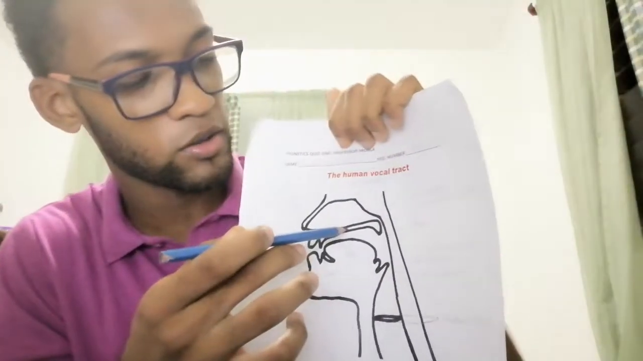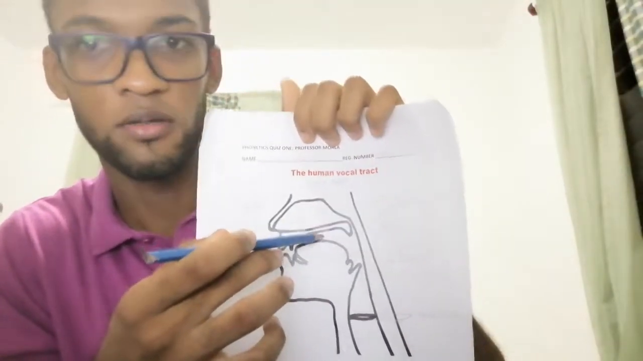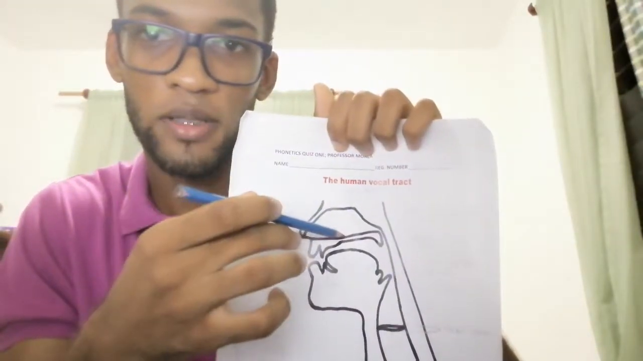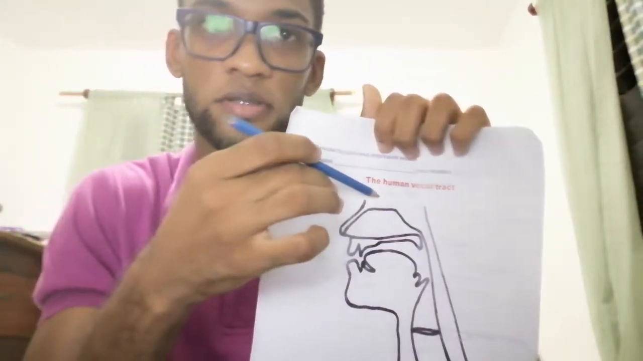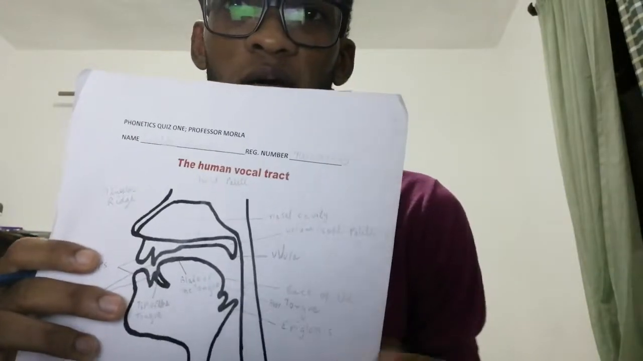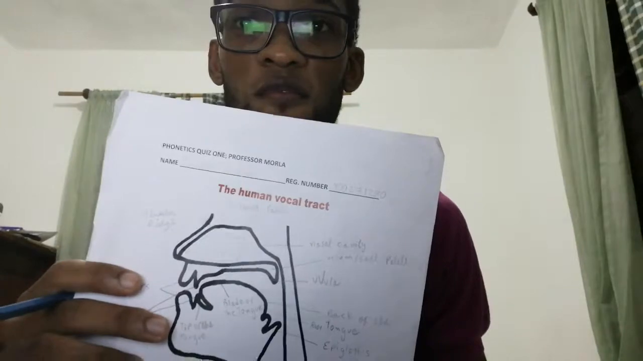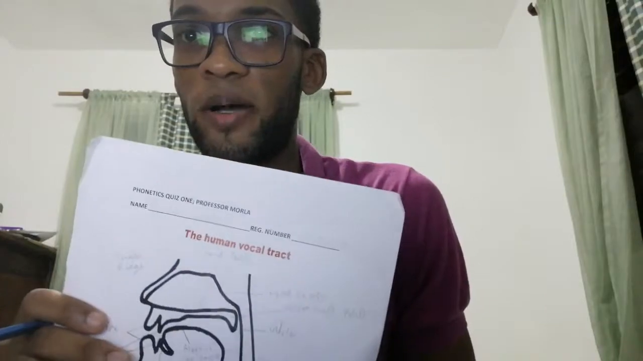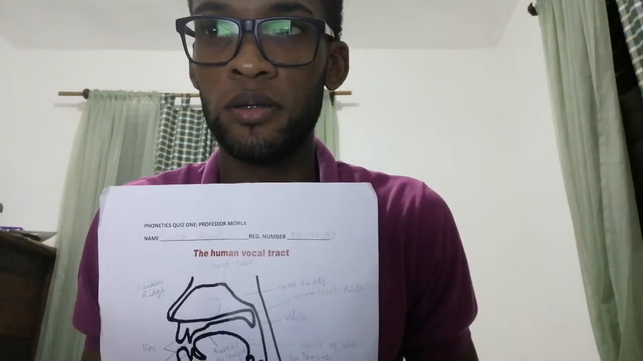Okay. Now, the hard palate, which is this part right here, is coming from here. The hard palate, this part, is a thin horizontal bony plate of the skull located in the roof of the mouth. The interaction between the tongue and the hard palate is essential in the formation of certain speech sounds, notably like t, d, and j.